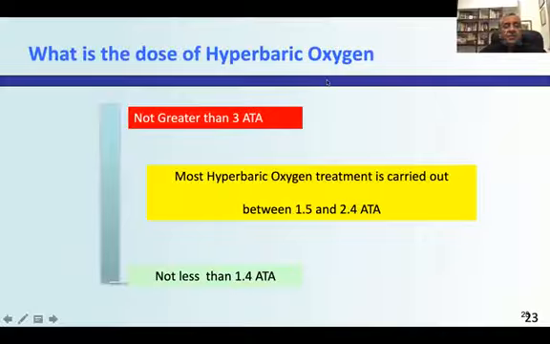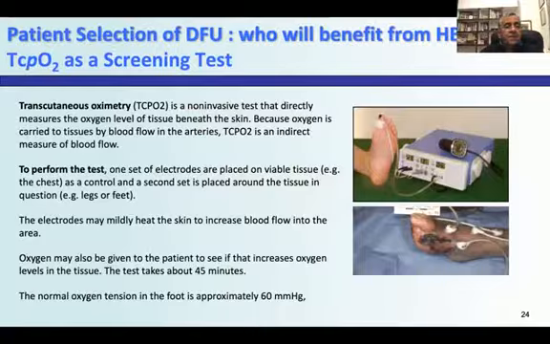What is the dose of hyperbaric oxygen? Not greater than 3 ATA and not less than 1.4. Most hyperbaric oxygen treatment is carried out between 1.5 and 2.4 atmospheric pressure absolute.